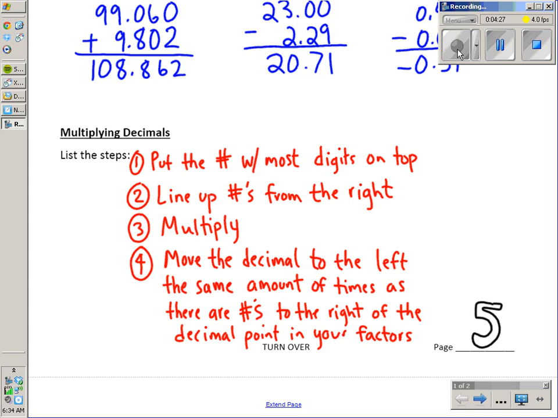Alright, so I went ahead and scrolled down and listed the steps for multiplying decimals. Pretty much treat it the same way as multiplying integers. You put the number that has the most digits on top, you line up those digits from the right, then you go ahead and multiply. Then to figure out where the decimal goes, you have to look at your factors, add up how many numbers are to the right of the decimal point in each factor, and that's how many times you move the decimal to the left in your product.